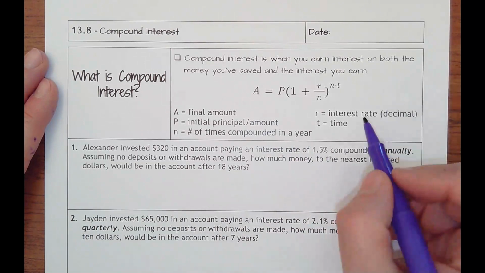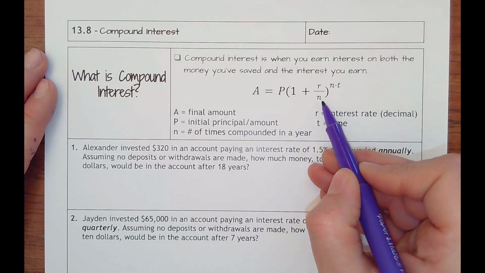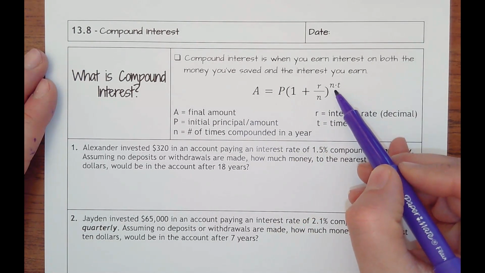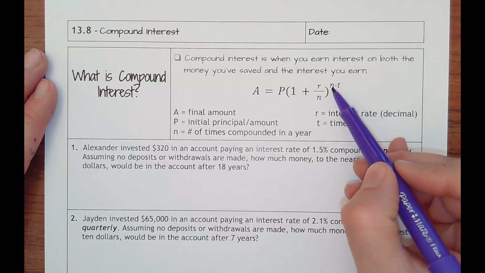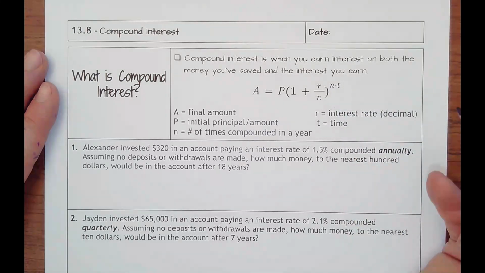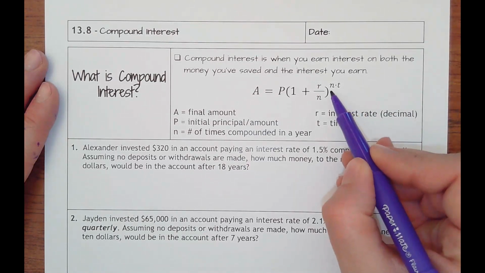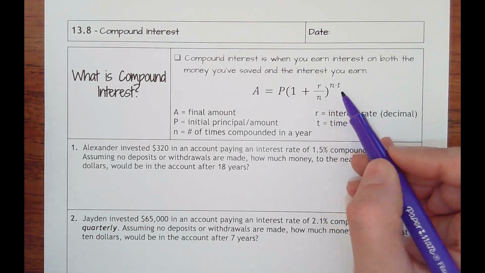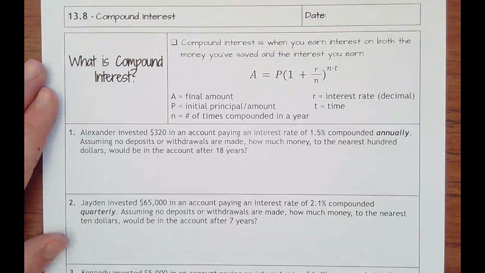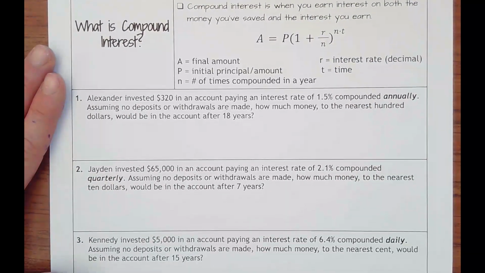I'm wondering what of this you remember, but n is the number of times, and then to the exponent you have your t, your time, but times how many times it's compounded. So if something is compounded monthly, it's 12 months in a year for 10 years, and that makes sense that you multiply to say how many times is it actually getting compounded.